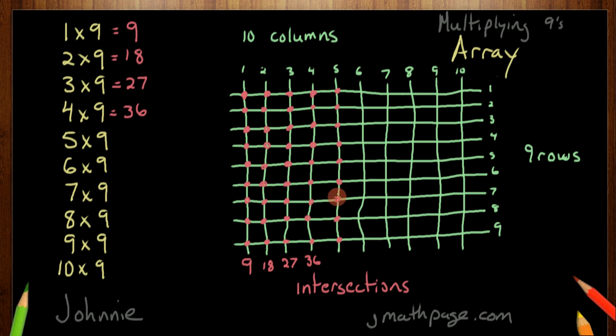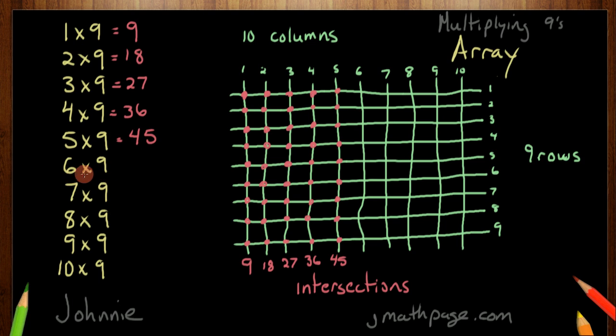Okay, we have 36, 37, 38, 39, 40, 41, 42, 43, 44, 45. So we have 45 intersections, and we can check by counting them out again. We can count by 5s this time. 5, 10, 15, 20, 25, 30, 35, 40, and 45. Okay, so we know that 5 columns by 9 rows gives us 45 intersections.